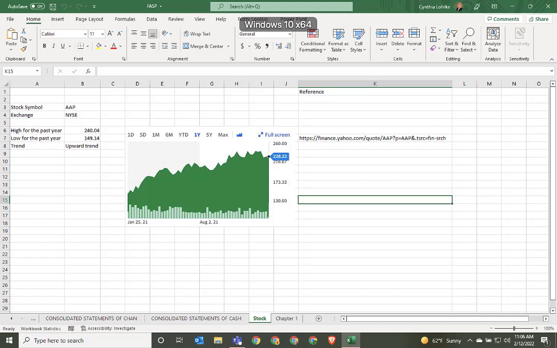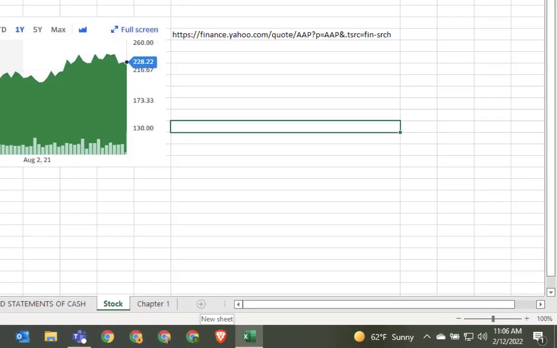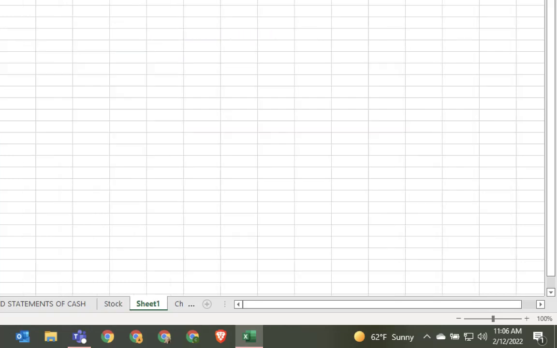Okay, so now we're about ready to start Chapter 2 of our financial statement analysis project. So the first thing you want to do is open up your Excel sheet, and you can see mine right here. And we're going to go right next to Chapter 1 to the plus sign and create a new sheet. So I click on the plus sign.